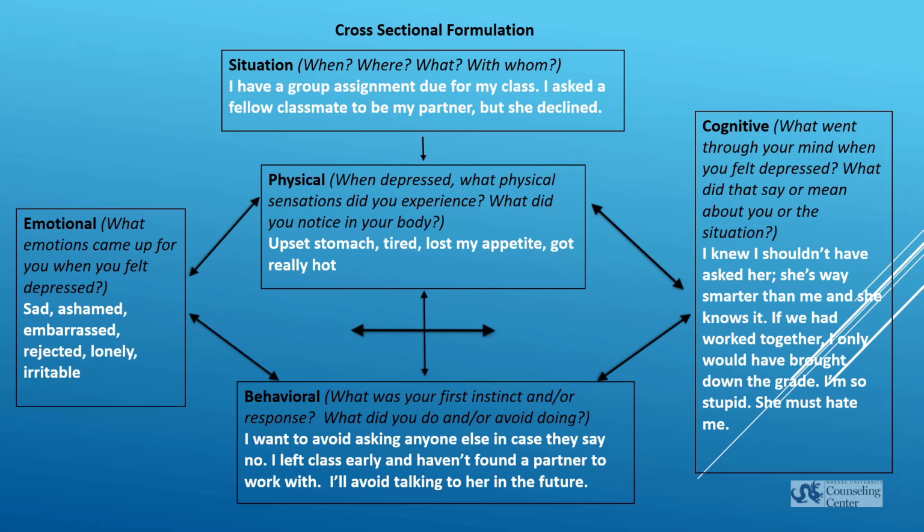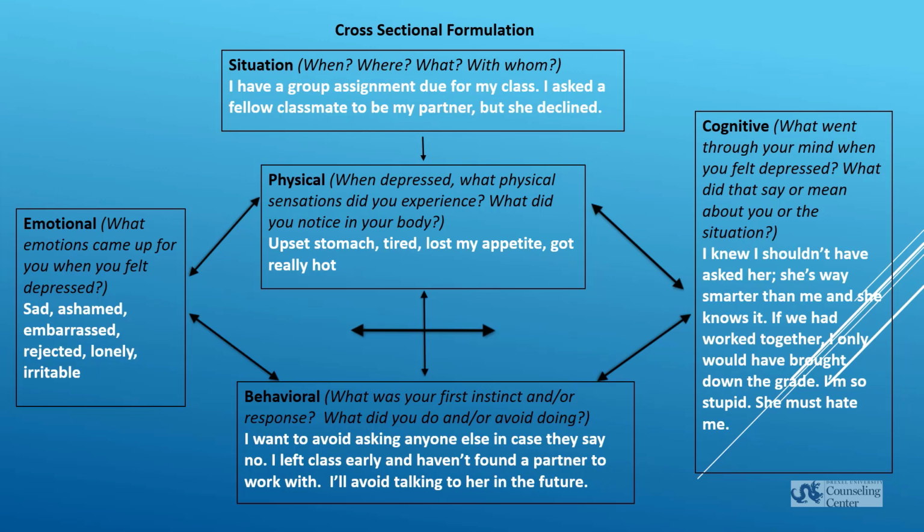So first, again, we'll start with the situation. This situation is I have a group assignment due for my class. I don't have a group yet, so I asked a fellow classmate to be my partner, but she declined. Now, to get through my reaction in this situation, I'm going to start on the right side with the cognitive box and then move to the physical reaction, emotional reaction, behavioral reaction. So the cognitive side is again thoughts. The questions that are there are used to help guide your own use of this form. So what went through your mind when you felt depressed? What did that say or mean about you or about the situation?